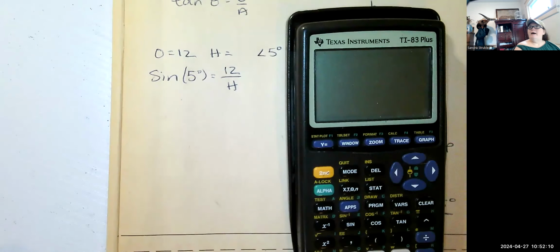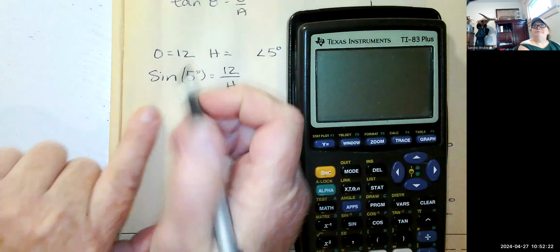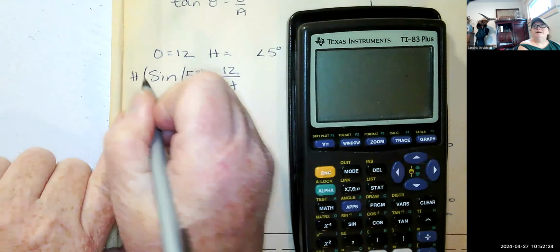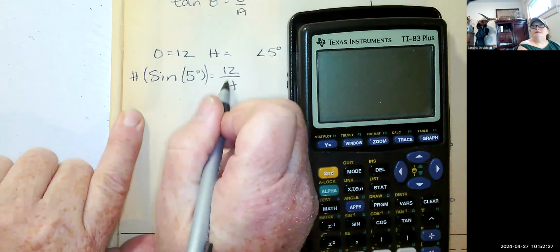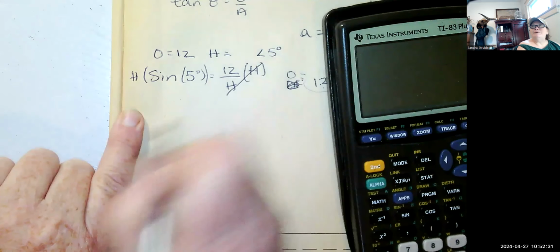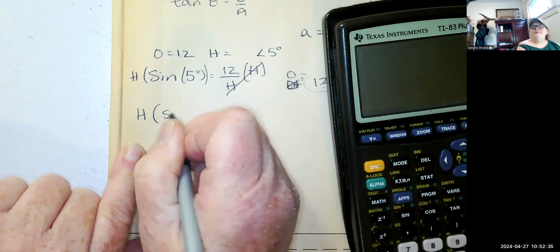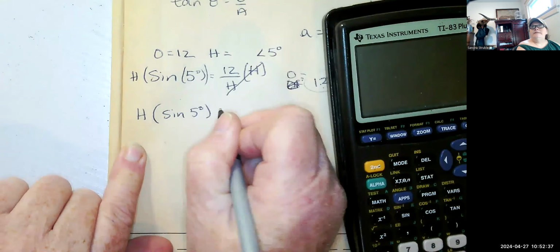So how am I going to do that? It can't be in the denominator. Pause the video and think about what you're going to do. Okay. And then come back and let's talk about it. So what I do is I'm going to multiply both sides because H is divided into 12. So I'm going to multiply both sides by H so that I can get rid of it. And I get H, the sine of 5 degrees, is equal to 12.